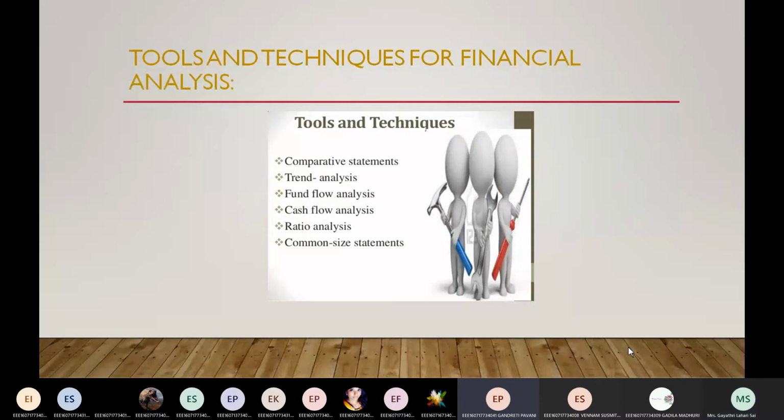Tools and techniques for financial analysis are as follows: comparative statements, trend analysis, fund flow analysis, cash flow analysis, ratio analysis, and common size statements.